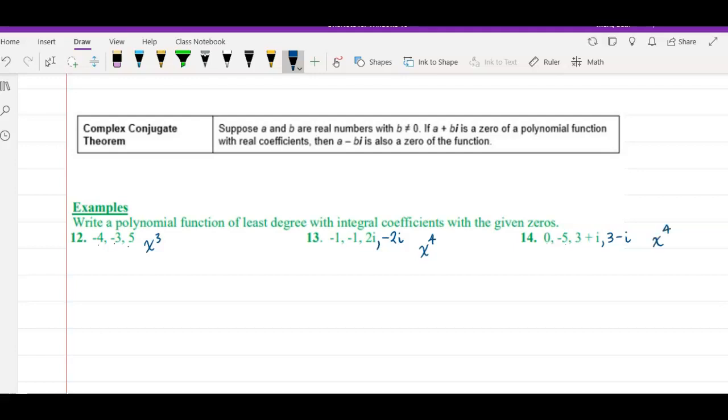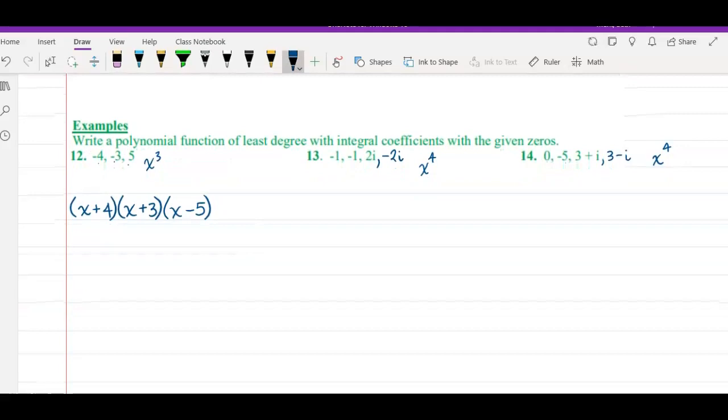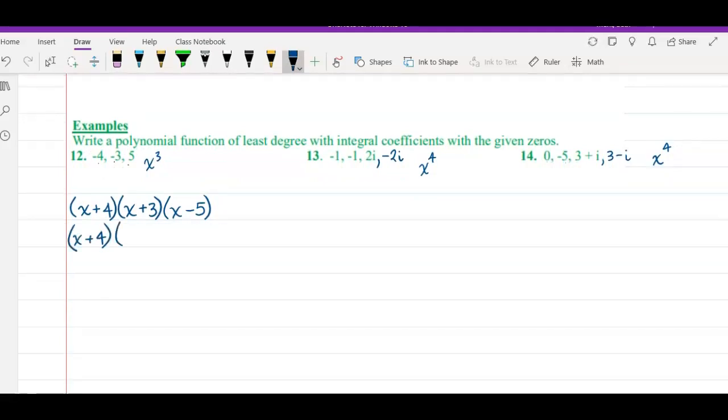Let's go ahead and write these zeros as factors. Negative 4 would become x plus 4. Negative 3 would become x plus 3. And 5 will become x minus 5. Now I can FOIL or box. It really doesn't matter how I do it. I'm going to just FOIL these two binomials.